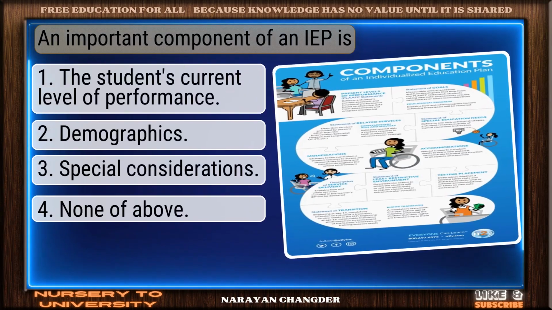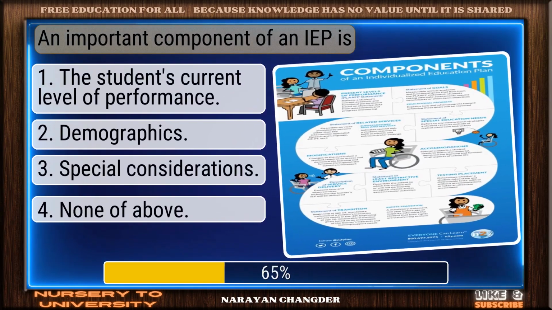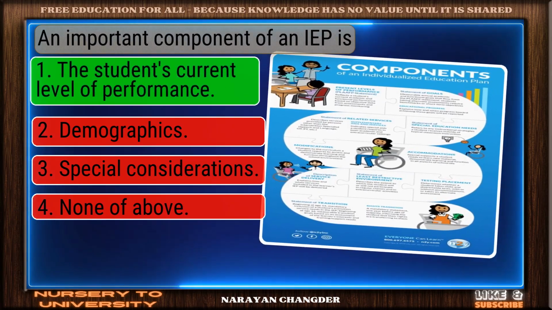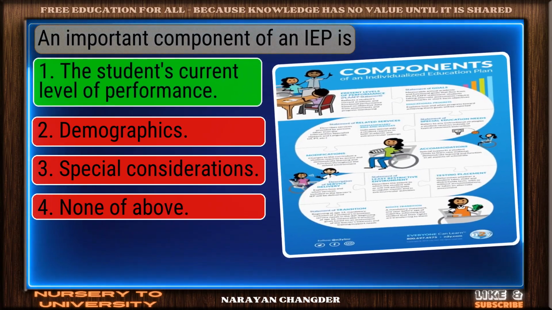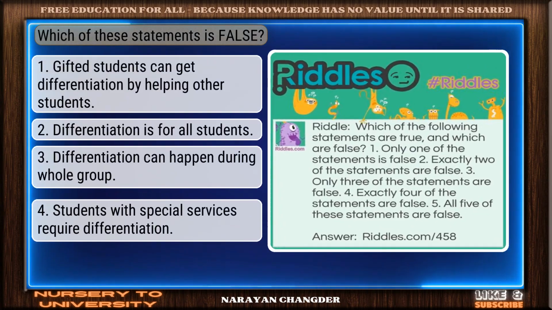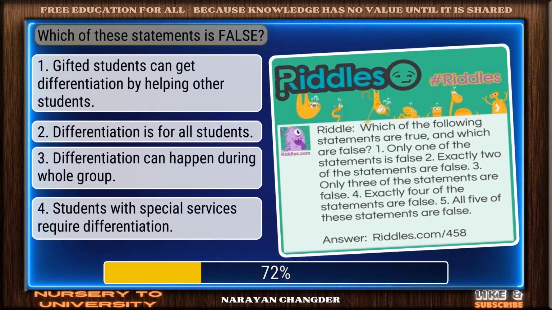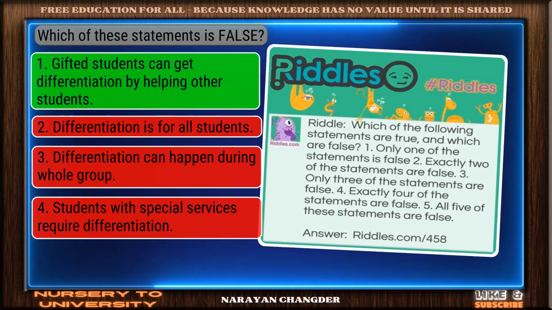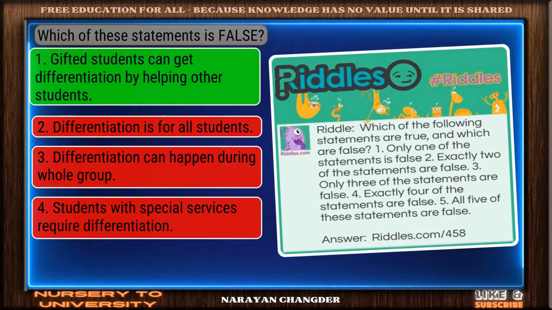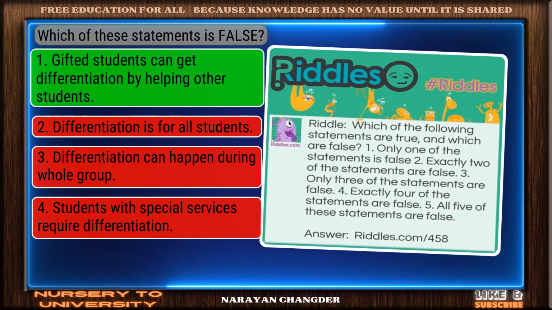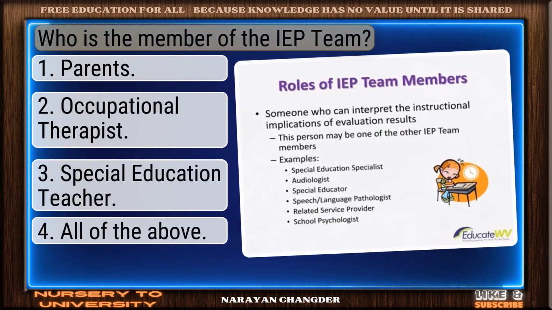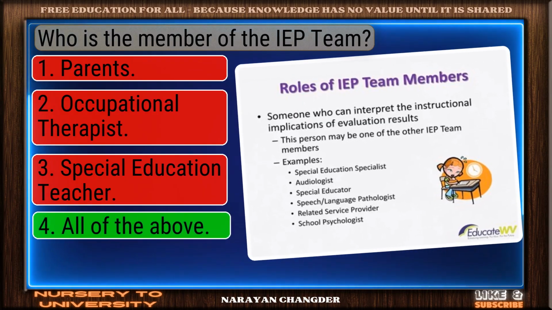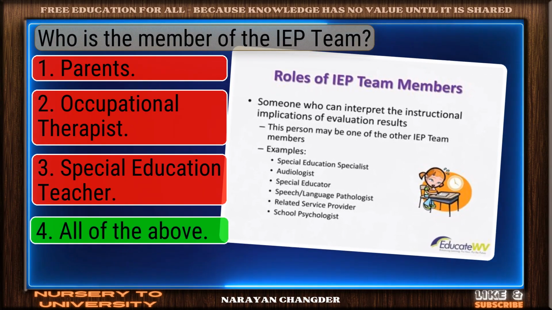An important component of an IEP is. You got it. Your choice. The student's current level of performance is right. Which of these statements is false? Good thinking. Gifted students can get differentiation by helping other students is the right answer. Who is the member of the IEP team? Smart pick. All of the above is the correct choice.